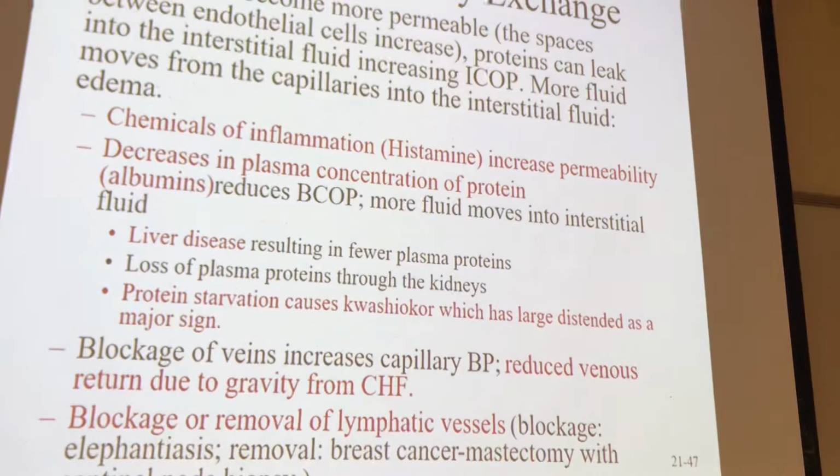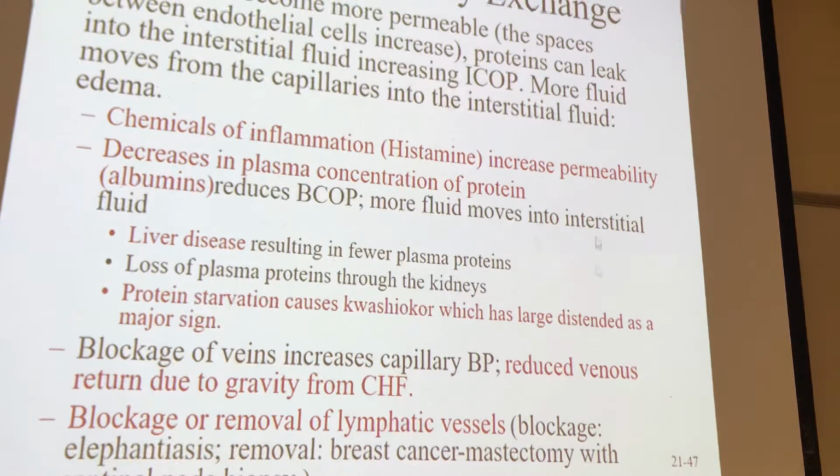Now, edema and capillary exchange. What can cause us to have edema? If capillaries become more permeable, i.e. the spaces between endothelial cells increase, proteins can leak into interstitial fluid, increasing our interstitial colloid osmotic pressure, ICOP.